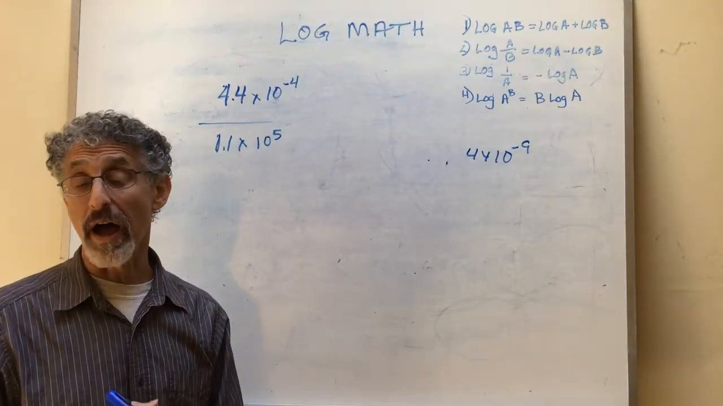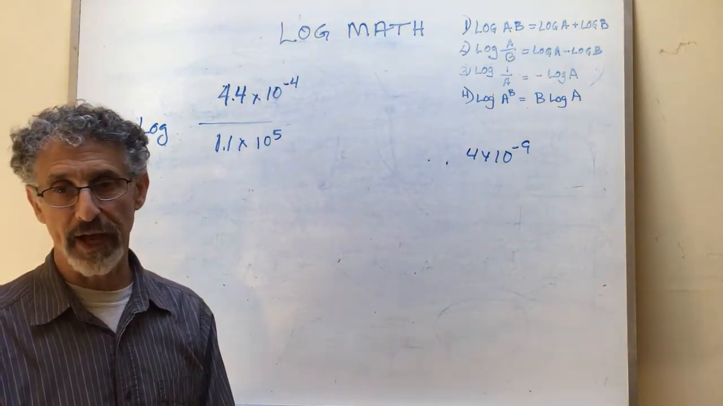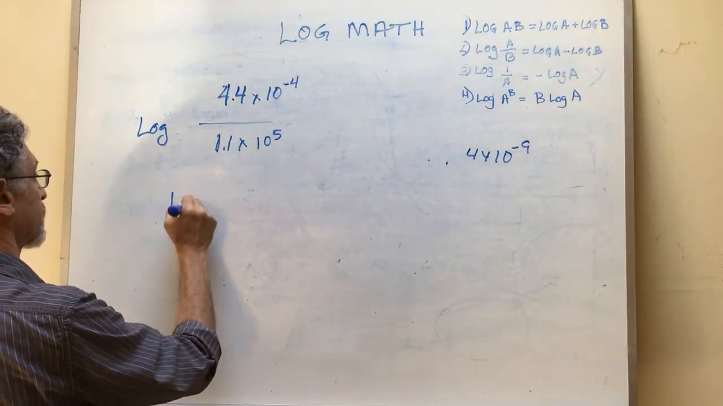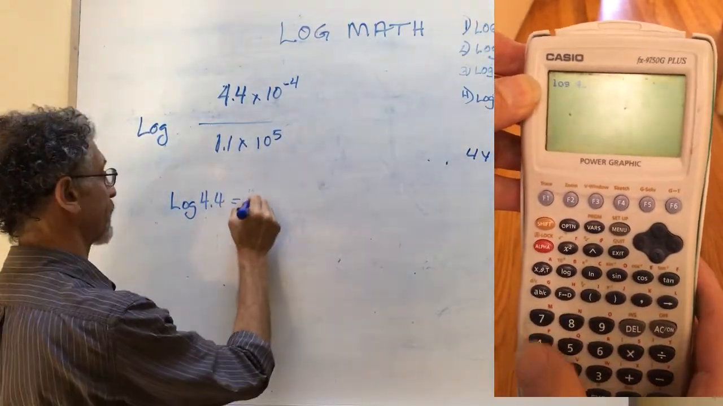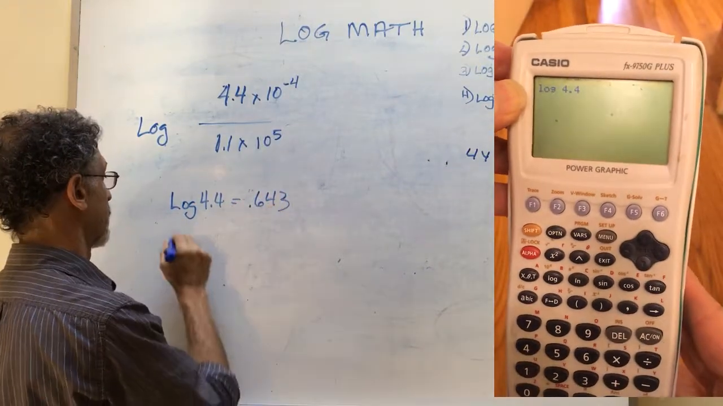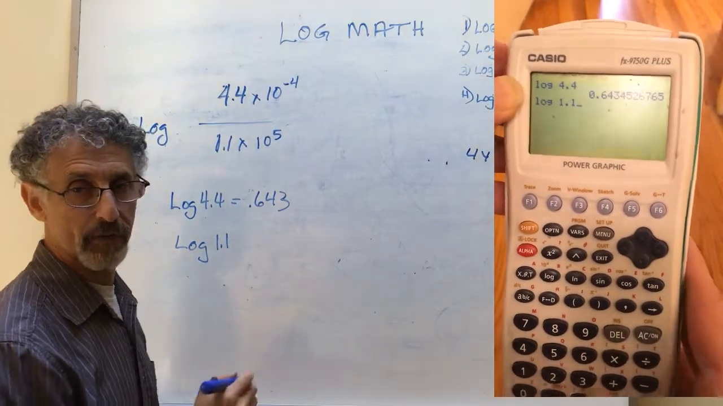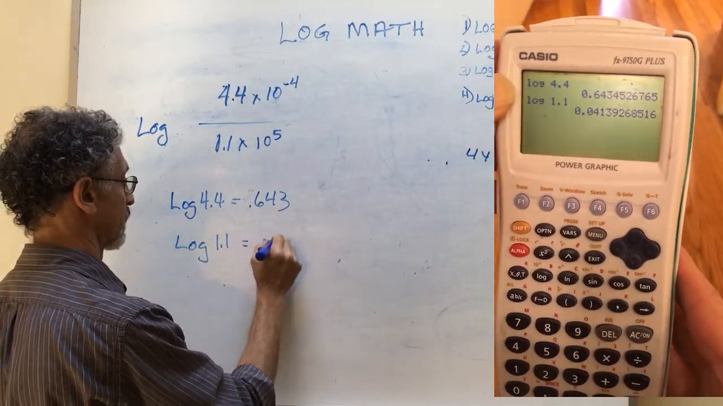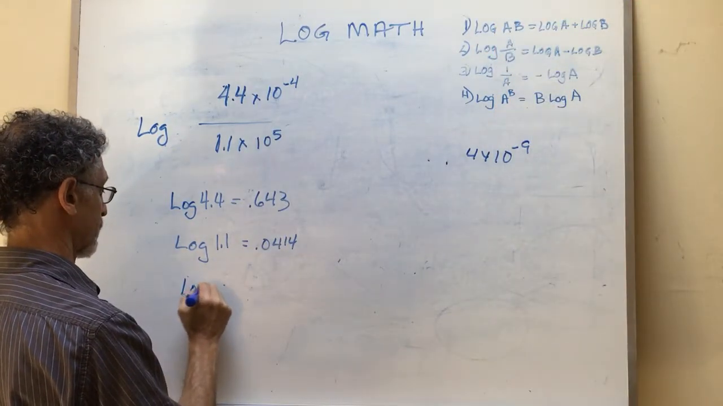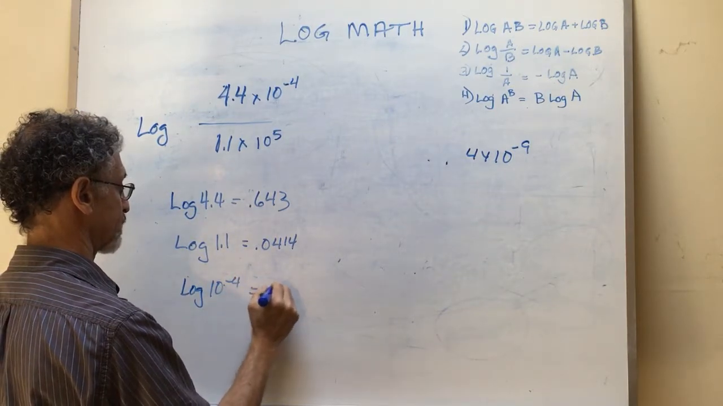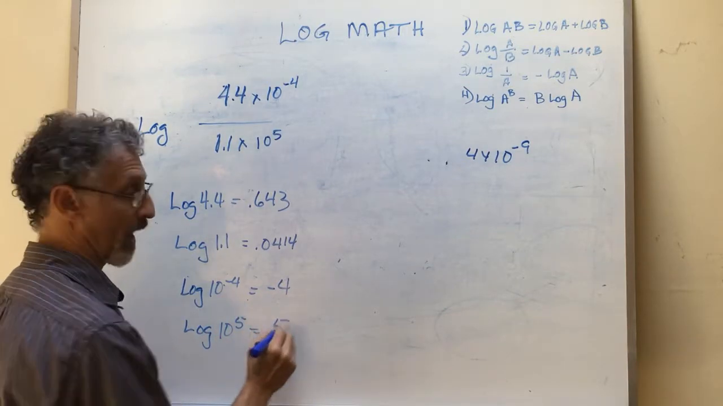So now, what is the log of all of this? If you start from scratch, you'll need to use your calculator. Plugging in, the log of 4.4 is 0.643. The log of 1.1 is 0.0414. The log of 10 to the minus 4th is minus 4. The log of 10 to the 5th is 5.